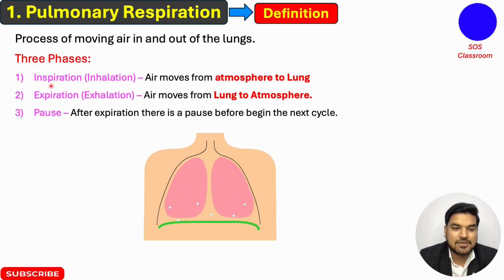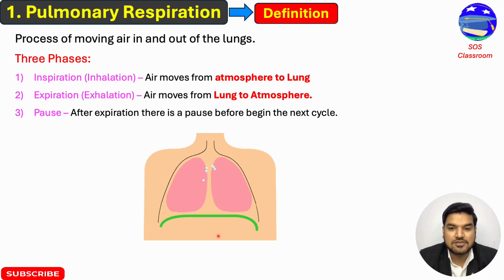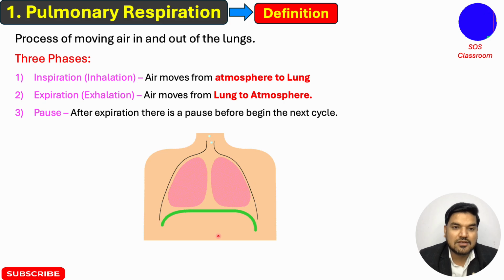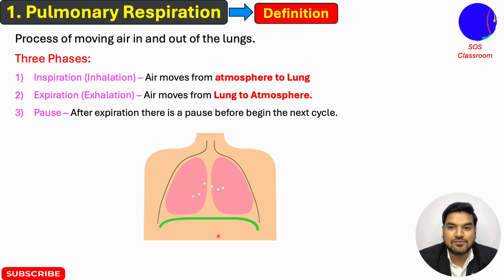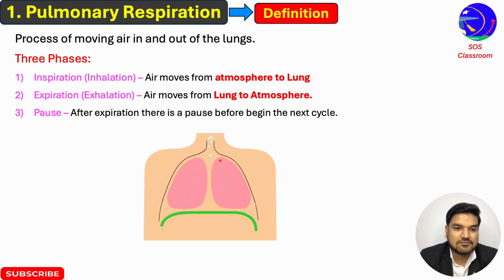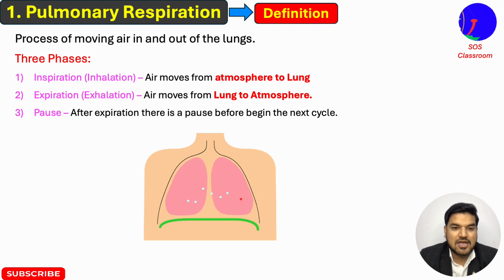So inspiration plus expiration plus pause is called one respiration. In one minute, there are 16 to 24 breaths in a normal adult breathing cycle. You can see in the image, this is inspiration and expiration. This is inspiration and expiration. And after completion of the expiration, there is a small gap that is called the pause.